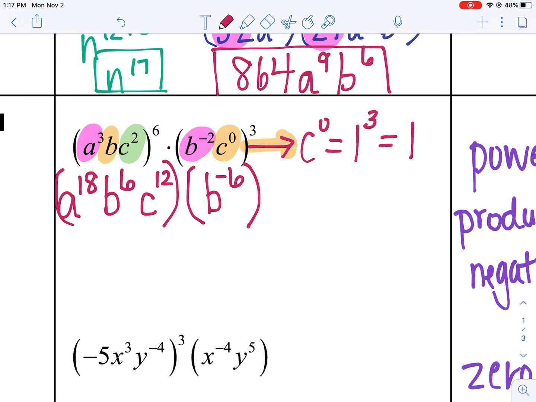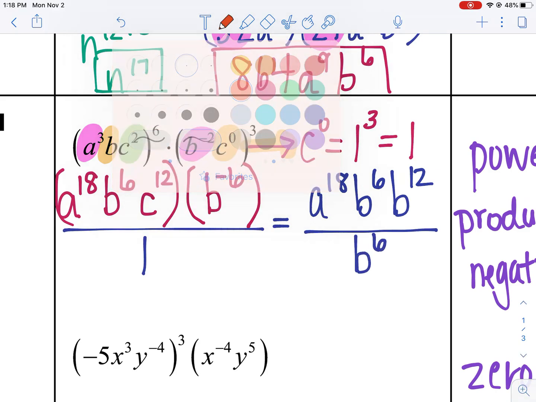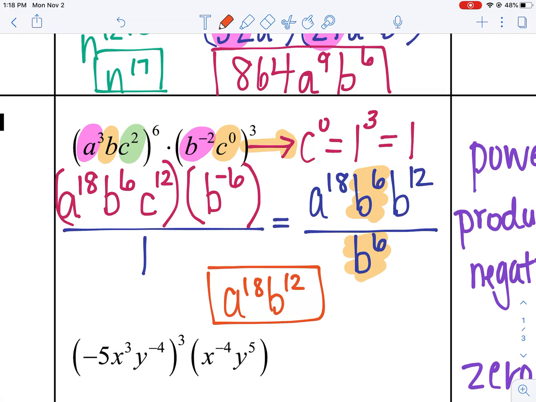Now I can take care of my negatives. Can't do anything else with a negative. Therefore, I have to create my downstairs party because there isn't one. Everything positive stays on top. Everything negative has to go downstairs to become positive. And the one thing I can simplify through is these b's because they are equal to 1. I can say a to the 18th, b to the 12th is my final answer.